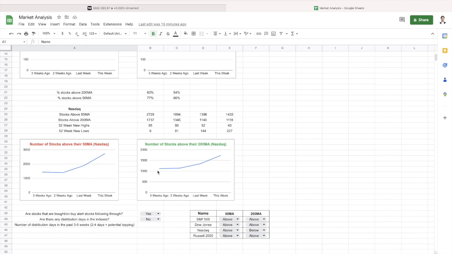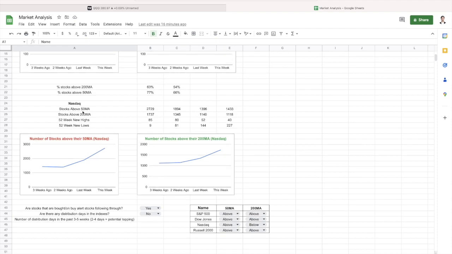Now let's take a look at the Nasdaq. For the number of stocks above their 50-day moving average, at the start of this week it is 2,729 compared to 1,894 last week. So that's a positive increase. For stocks above their 200-day moving average, at the start of this week, we have 1,737 compared to 1,345. So that's also a positive increase.